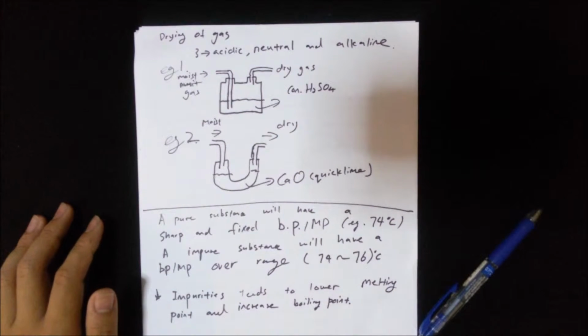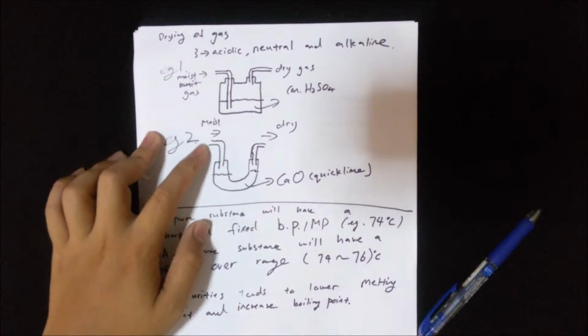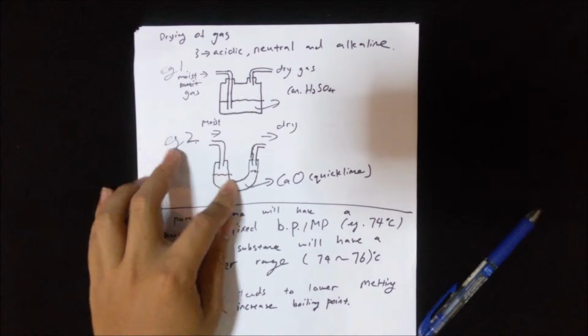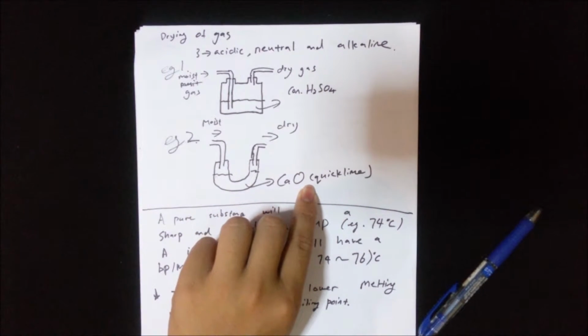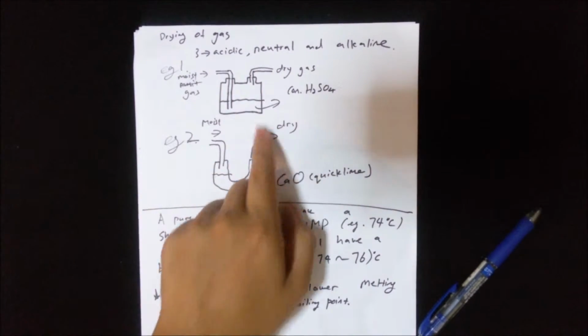And for drying alkaline gas, you will be using this method. The moist gas will enter, and any acidic gas will react with this quicklime, which is calcium oxide, in an acid-base reaction, and what comes out is the alkaline gas, which is dry.